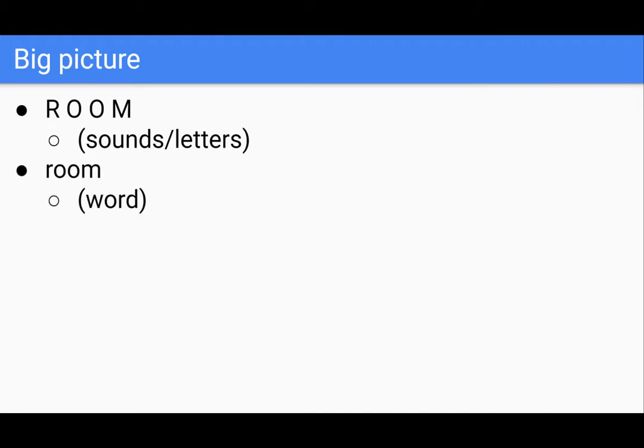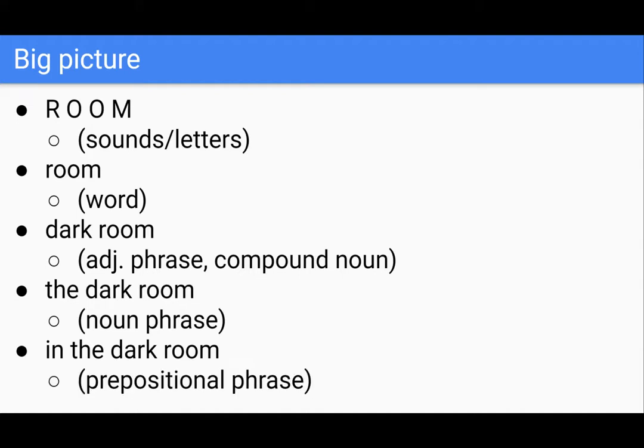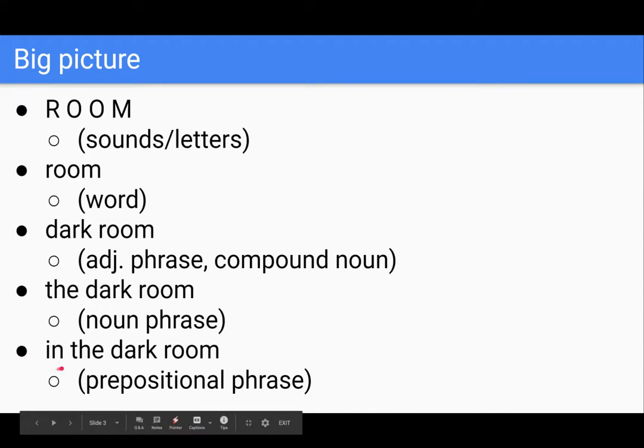Okay, so just to say this point again, here are letters or sounds, those sounds and the letters R-O-M make the word room. Dark room. This is an adjective phrase. The dark room. This would be called a noun phrase. And then in the dark room, this is a prepositional phrase because we have a preposition at the beginning. Okay. So those are all phrases.